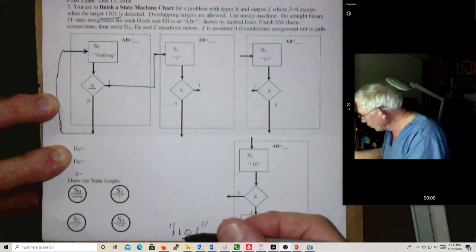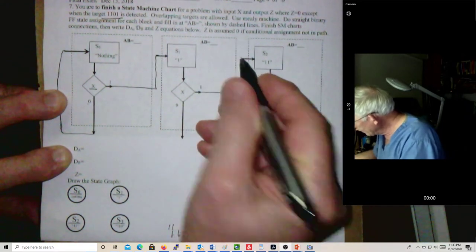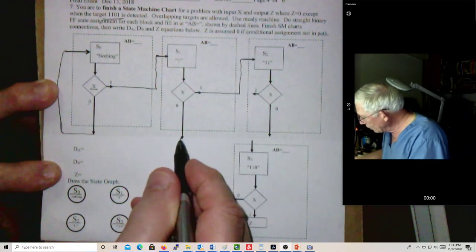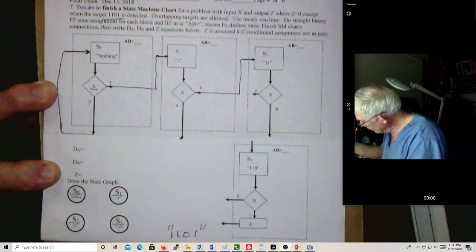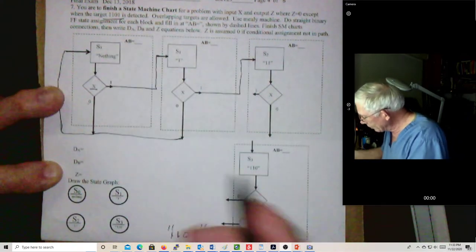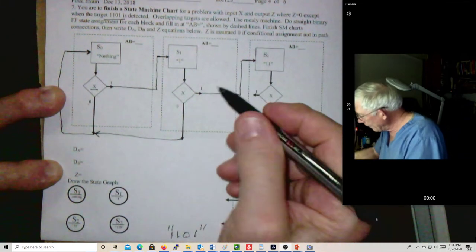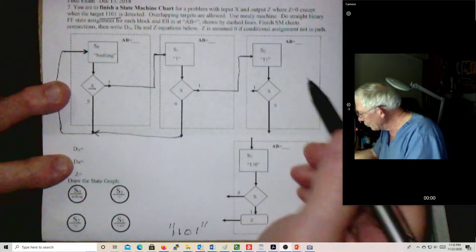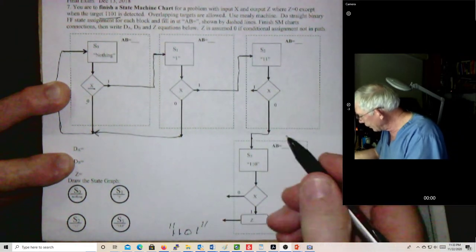Now, in S1, we're looking for another 1. If we get another 1, we go over here. But if we get a 0, then we have nothing, so we go back to S0. I'll put a little arrow in here. Now, in S2, we're looking for a 0. If we get a 0, we go down here and connect.